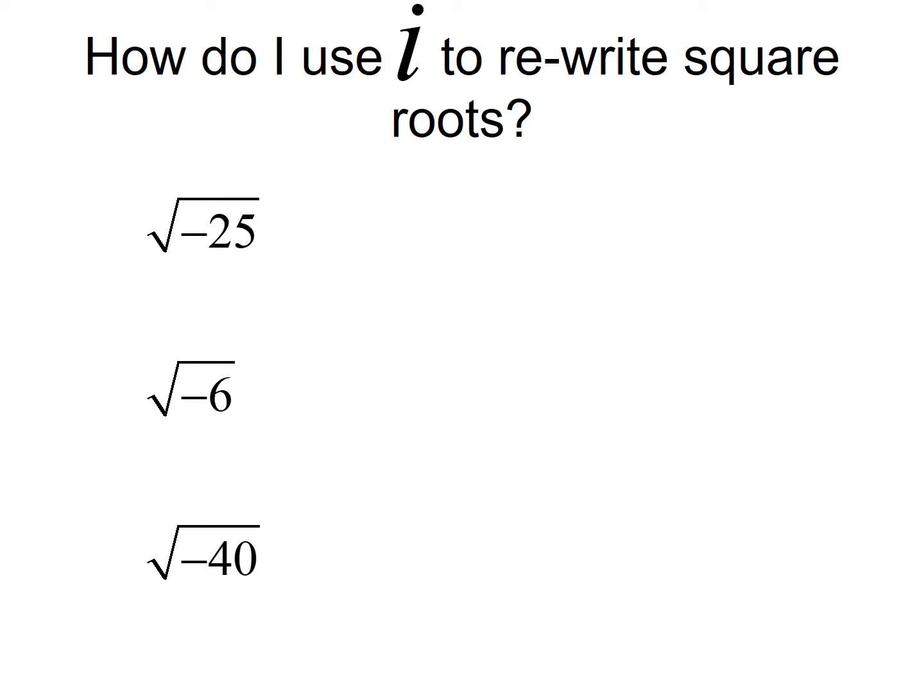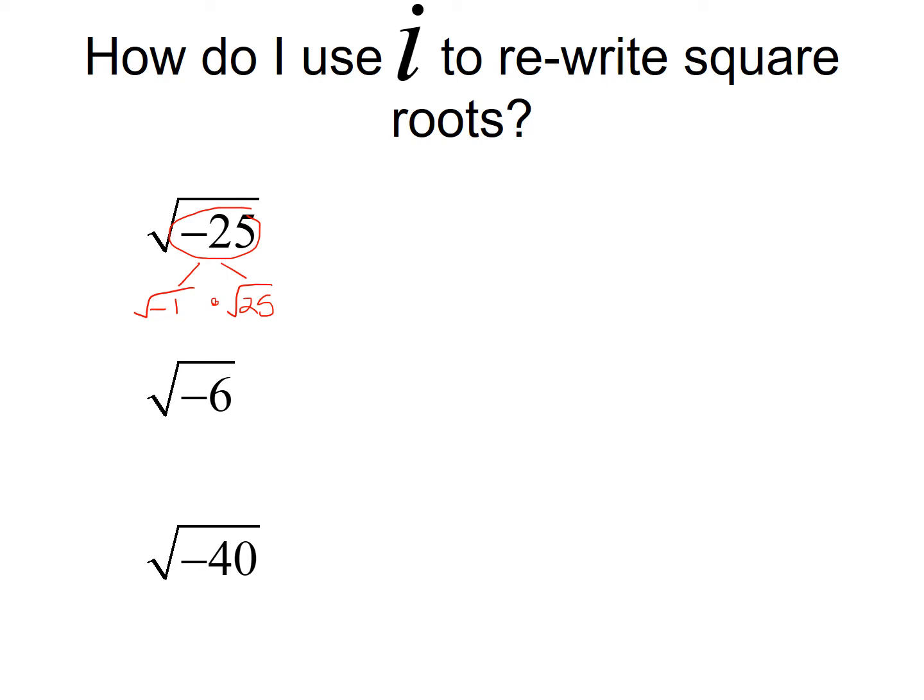So we're going to break down every single one of these into the I part and the real part, okay? So the square root of negative 25 can be broken down into the square root of negative 1 times the square root of 25. So you can break whatever is underneath this radical sign up into multiple factors as long as it's still existing underneath the square root, okay?